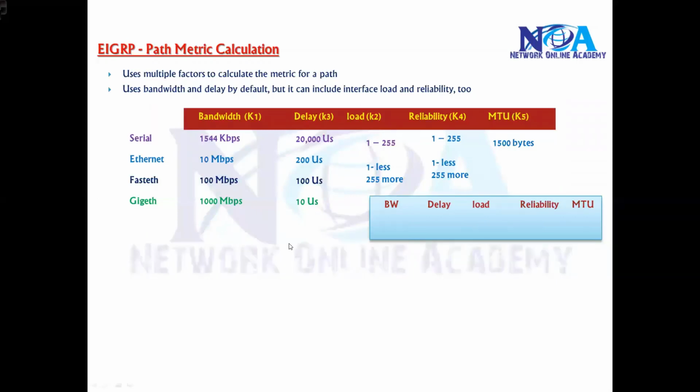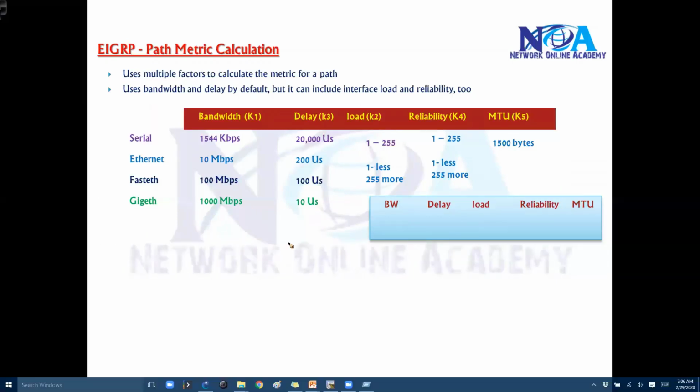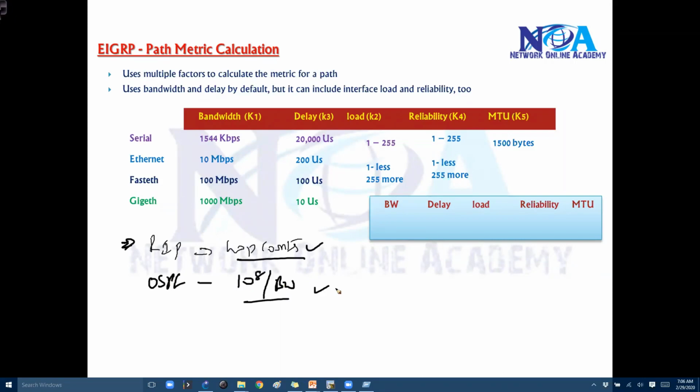So EIGRP not just uses bandwidth. If you take an example, the RIP protocol uses the number of hop counts. So whichever route has the least cost, that is the least number of hops, is considered a best route. Just like in OSPF, there is a different calculation process. It only considers the bandwidth, and there's a separate formula for that. We've seen that in the OSPF section.